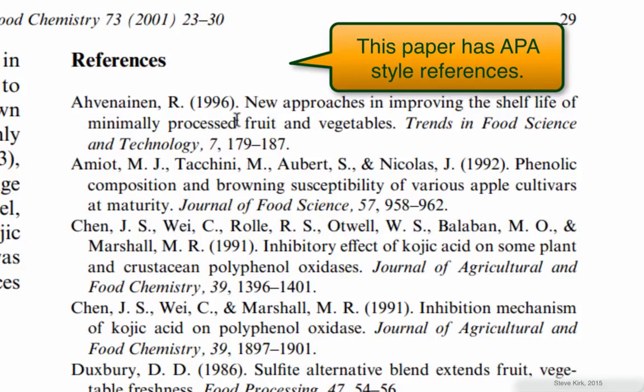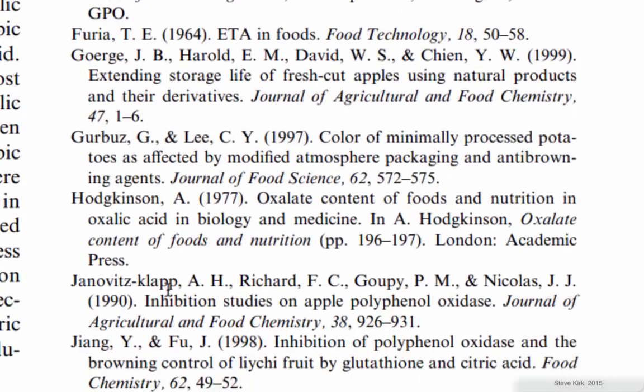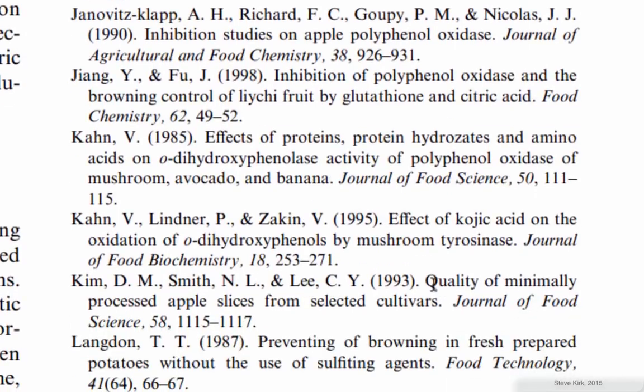I can see here the name of the paper, New Approaches in Improving the Shelf Life of Minimally Processed Fruit and Vegetables. Here's the name of the journal, Trends in Food Science and Technology, the page numbers, and everything. So this is all the information I need to go to the internet and find it. If I keep going down, what was the other one? Kim, Smith, Lee. This is the other paper that was cited there, and then here's the journal.